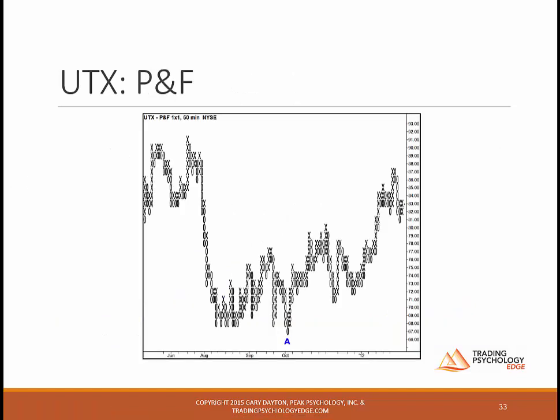And remember, springs and upthrusts are, by definition, signs of strength or weakness by themselves. We don't need, in other words, a last point of support, because the last point of support and the sign of strength occur in the spring. So the spring occurs here at A.